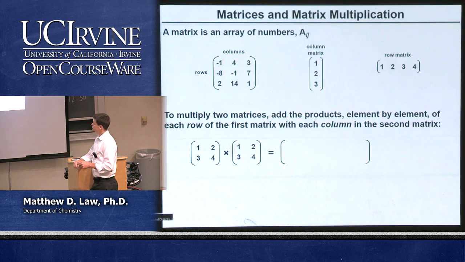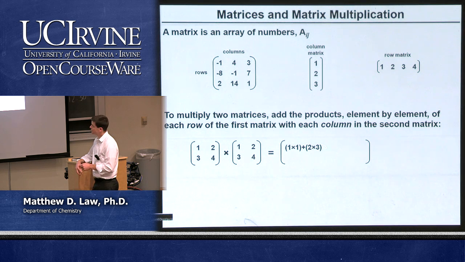And what we want to do is we want to add up the products of each element by row and then column. So for example, if we wanted to look at the element that's going to be located in the 1, 1 position in the product matrix, we're going to have 1 times 1 plus 2 times 3. So we take the products and we add them together. 1 times 1 plus 2 times 3. Row, column. First row, first column. Okay.